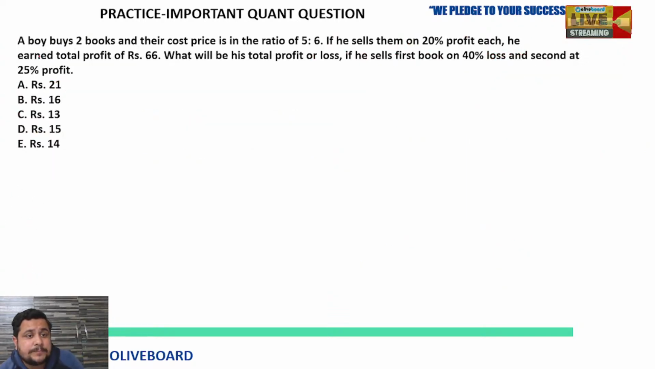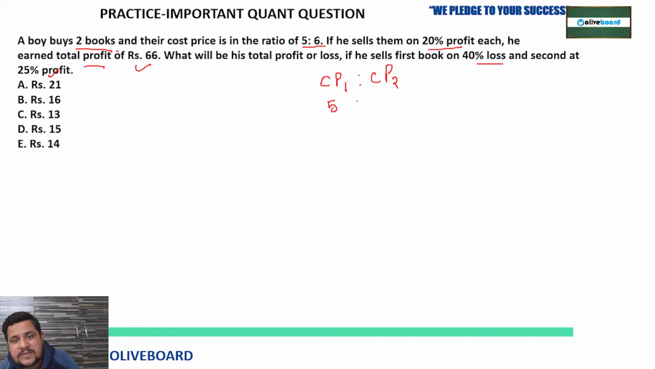See the next question. A boy buys two books and their cost price is in the ratio of 5 is to 6. If he sells them at 20% profit each, he earns a total profit of rupees 66. What will be his total profit or loss if he sells the first book at 40% loss and the second at 25% profit? So see, a boy buys two books. Their cost price ratio is 5:6.